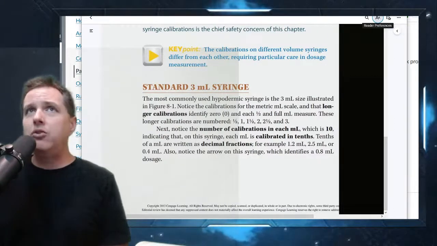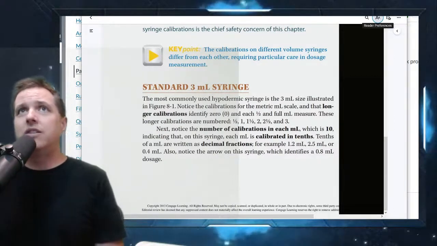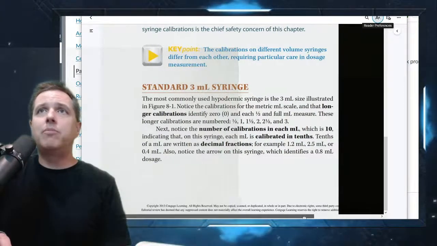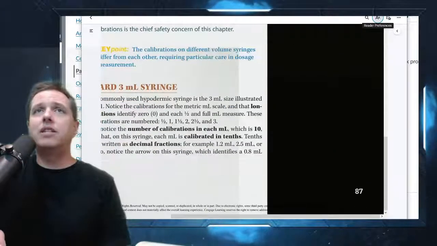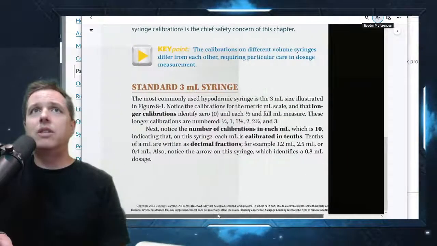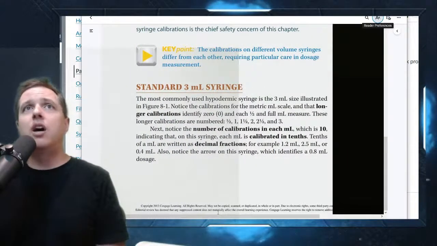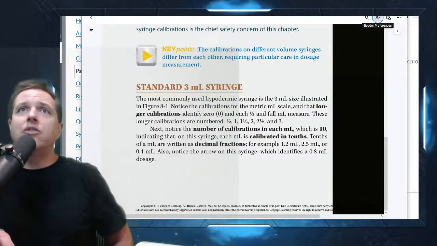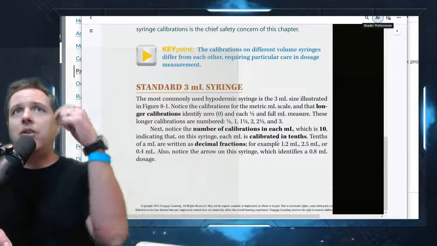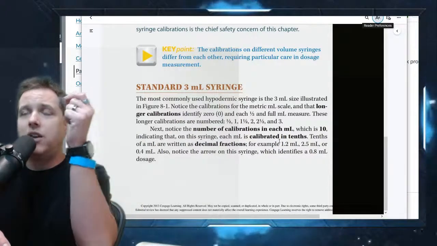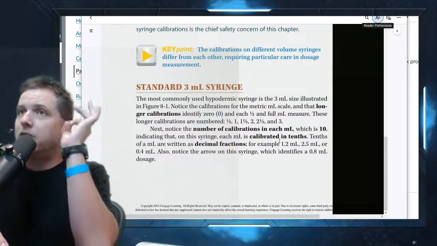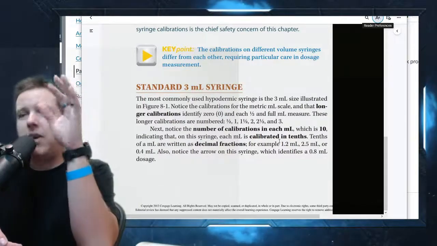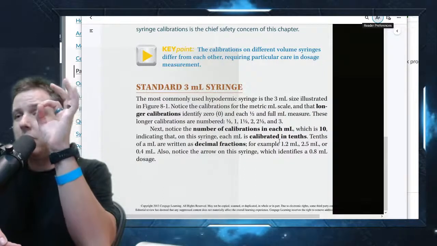So the most commonly used hypodermic syringe is the 3 milliliter size, and let's see, we've got a picture. I think it's on the next page, but that's sort of the most common one that you're going to see, right? We've got other sizes on there, and they talk about the number of calibrations. So what you always want to look at, because there are different calibrations on different syringes, is to look at them and pay attention to the numbers that are there.